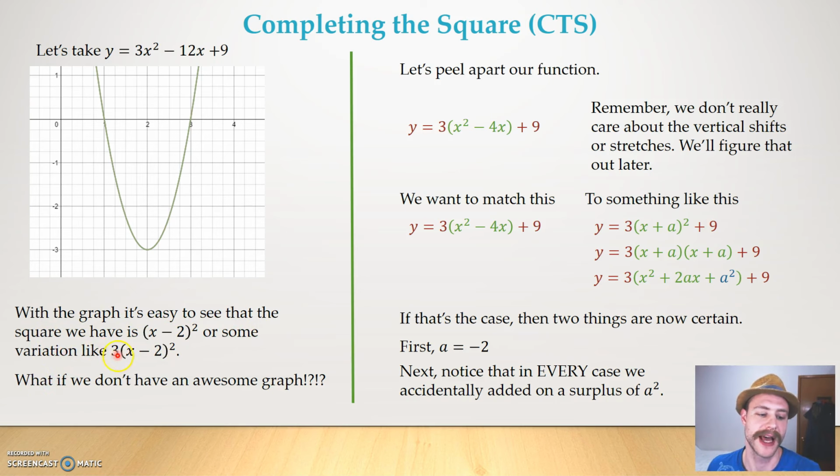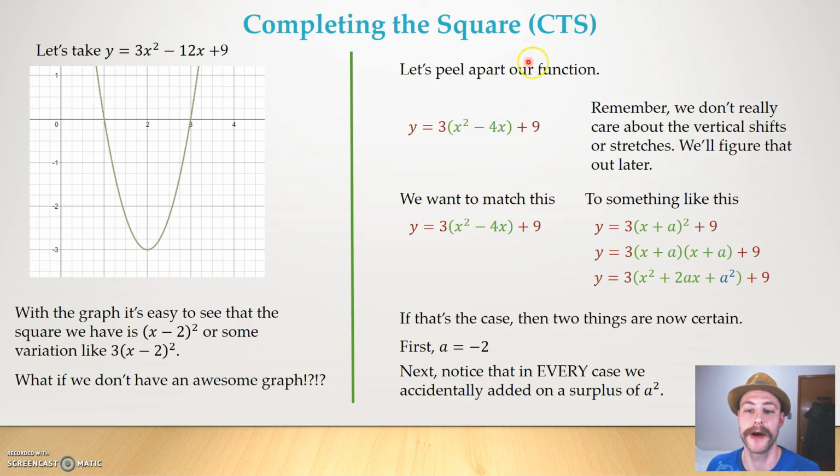Or some variation like, in this case, it's also been vertically stretched by 3. But we'll handle that later. We don't really care about the vertical stretch right now. We'll handle that later. But what if we don't have an awesome graph? That's really the question. How are we going to find the square if we don't have this picture? If we're just given the formula and we don't have the picture, how are we going to find it?